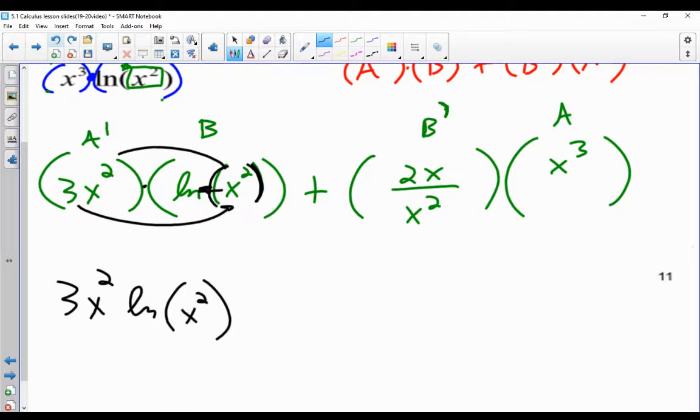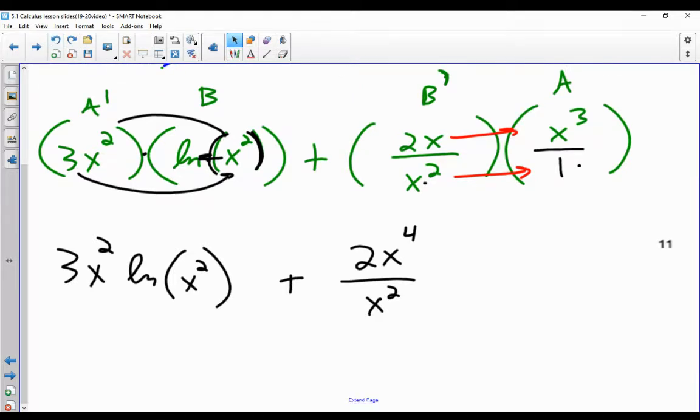On the other side, however, there's no natural log keeping these two from multiplying, so let's multiply these together. I'm going to go ahead and rewrite the x cubed as x cubed over 1, and then I can just multiply horizontally. If you multiply the top, 2x times x cubed, that'll give you 2x to the fourth. On bottom, x squared times 1, that will just get you x squared.